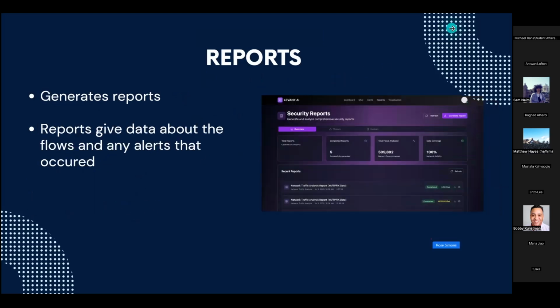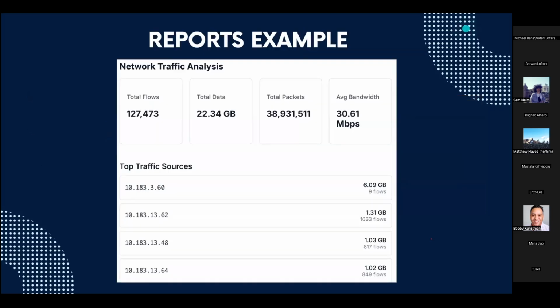Next is the reports page. The reports page is going to generate reports every 24 hours for any malicious activities that happened in the past day. It's going to give you information about the flow or any alerts that have occurred. Here's an example of the reports. As you can see, it'll give you the total flows, total data, the top traffic sources.